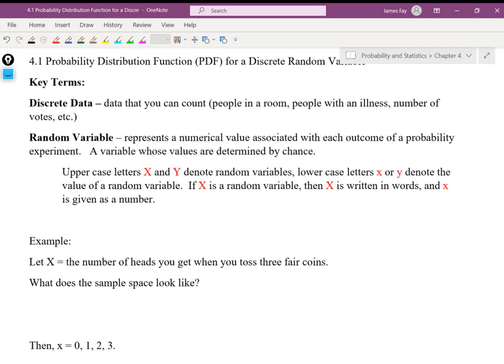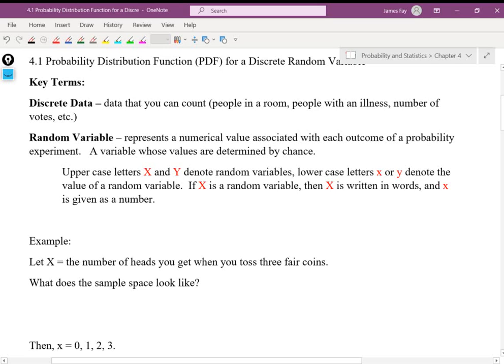But a random variable represents a numerical value associated with each outcome of a probability experiment. Okay. So it's a variable whose values are determined by chance. So random variable, I don't know the definition, it's very insightful. So we'll see some examples here that maybe make it a little bit more comfortable understanding of that word.